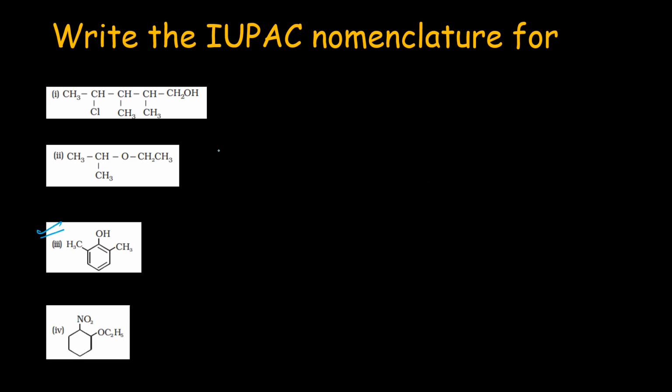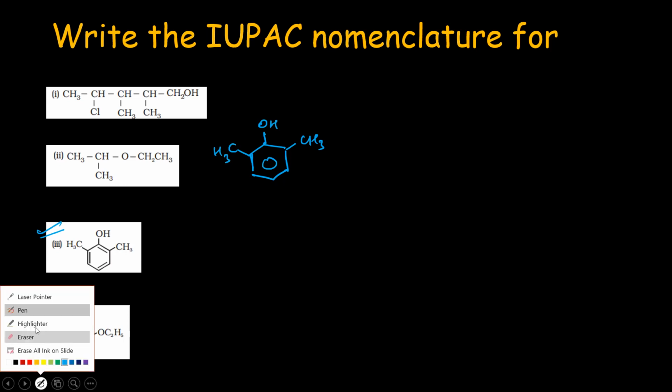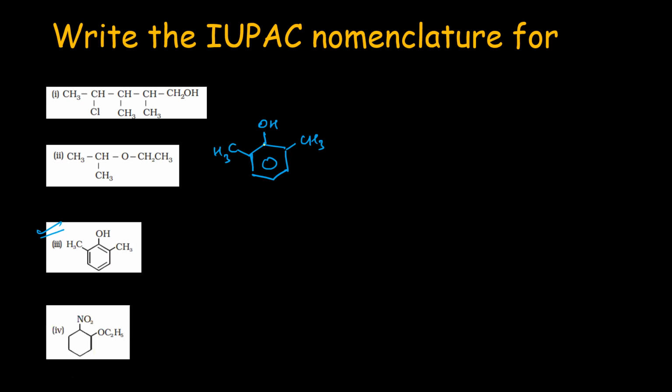Okay, third one. Now in this structure we have a benzene ring which is attached to an OH group. This whole fragment is known as phenol. Then we have CH3 and then we have the CH3. How will you name this? See, whatever I am turning into yellow, this is my phenol.